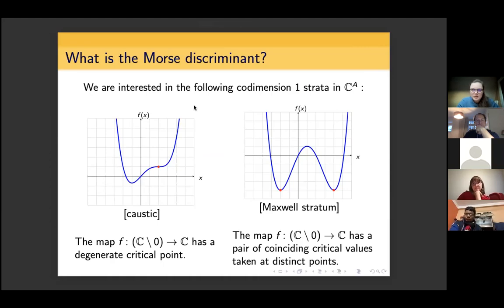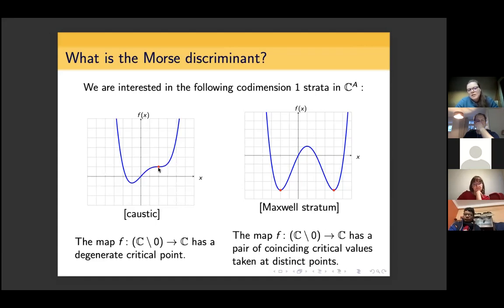So we consider the set of all polynomials with support A in one variable. And we are interested in the following two strata, generally speaking, of codimension 1, which are called caustic and Maxwell stratum. Caustic contains polynomials that have a degenerate critical point, if viewed as maps from the algebraic torus to C.